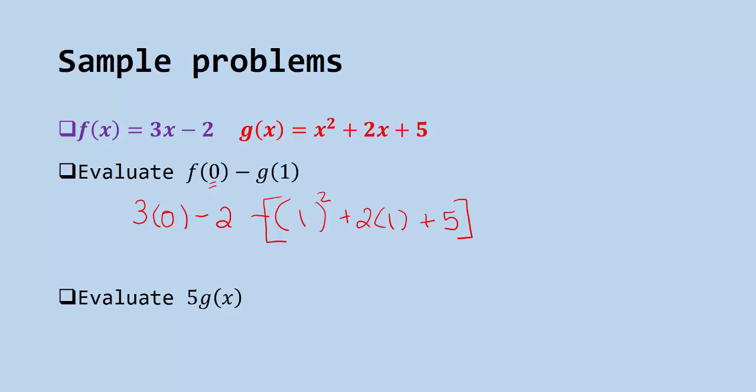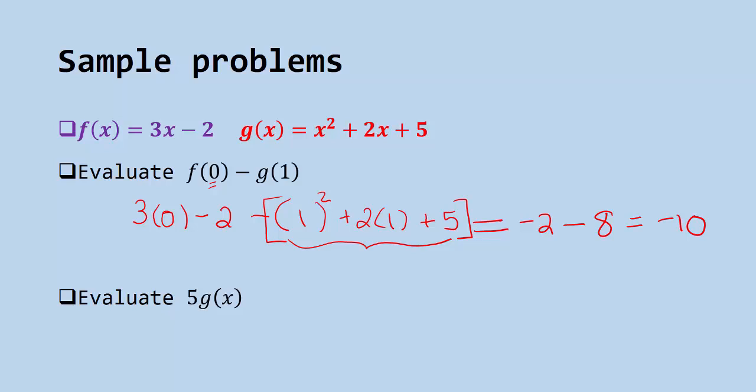Now I need to simplify my numbers. In this case, since this is all numbers, I'm going to go ahead and complete the g of x together. The f, 3 times 0 being 0, 0 minus 2 is negative 2. The second parenthesis here, we have 1 squared, which is 1, plus 2 times 1, which is 2, so 1 plus 2 is 3, and 3 plus 5 is 8. So we have negative 2 minus 8. So our final answer for this particular example is negative 10.